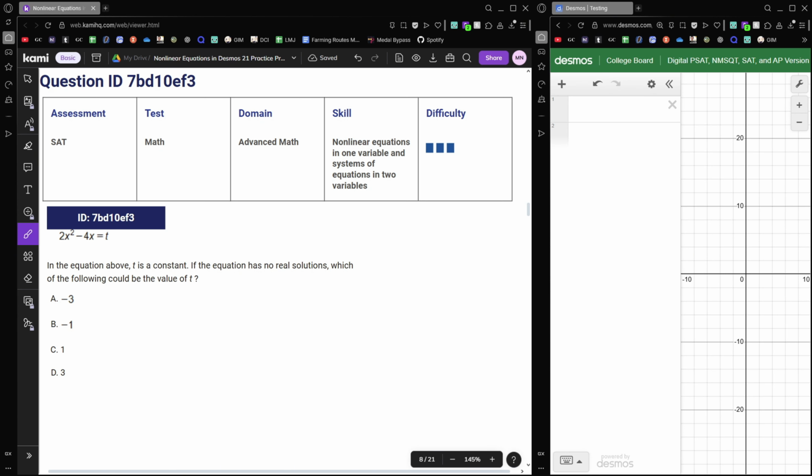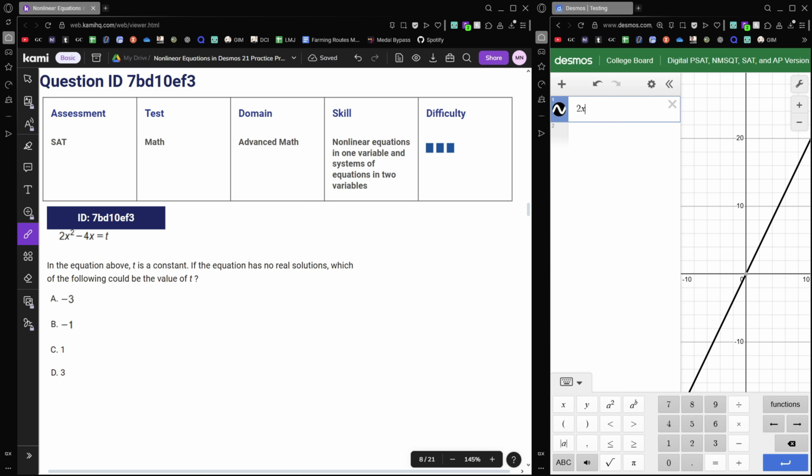Question number 8. In the equation above, t is a constant. If the equation has no real solutions, which of the following could be the value of t? Let's go ahead and put this into Desmos. 2x squared minus 4x is equal to t. Now normally, we would make t a slider. However, this time they actually give us answer choices, so we can just plug in our answer choices as values for t. Let's start off with A, t equals negative 3.